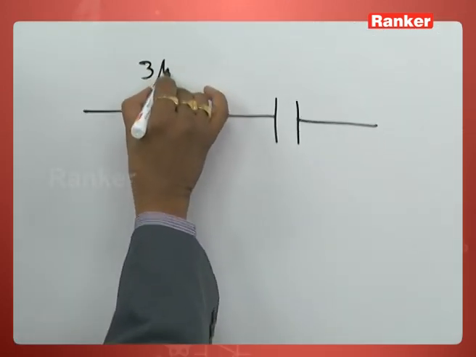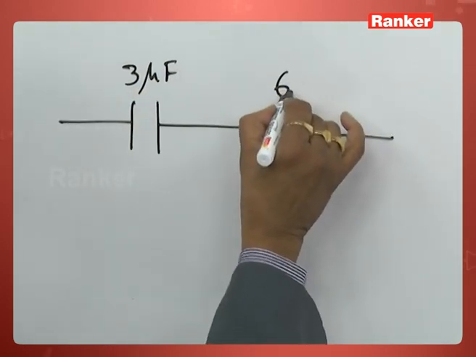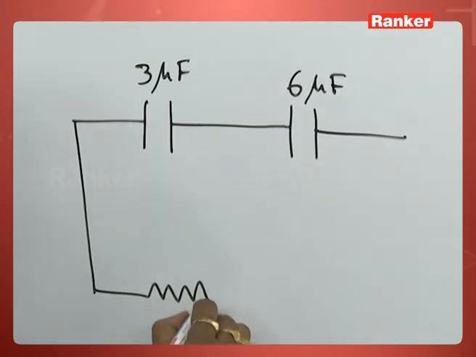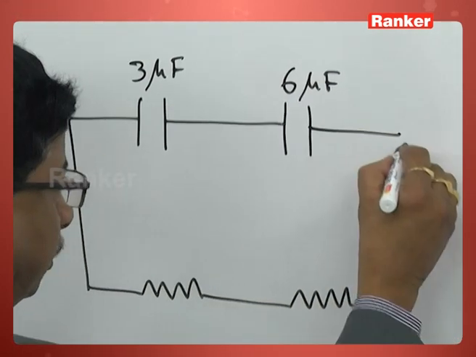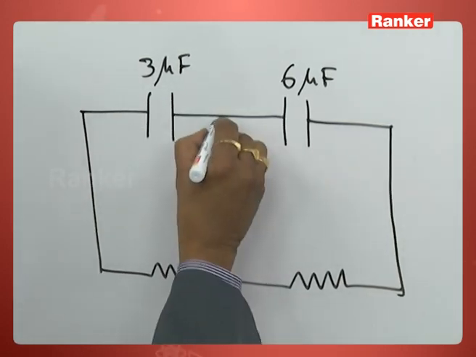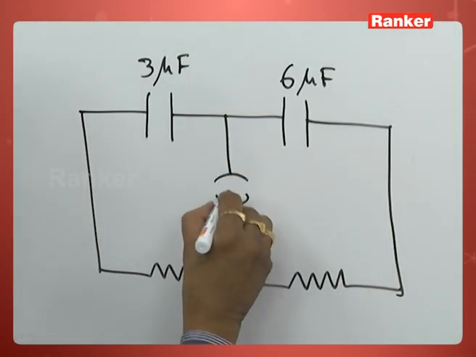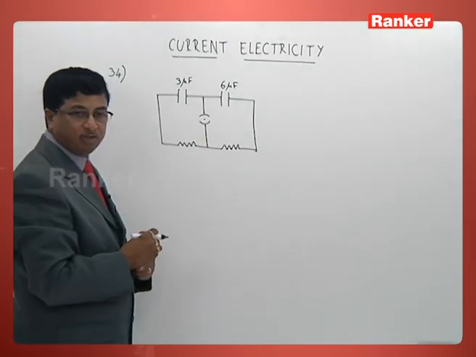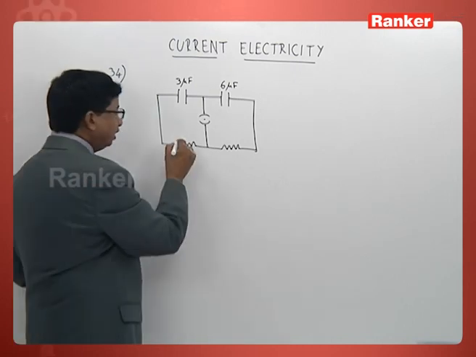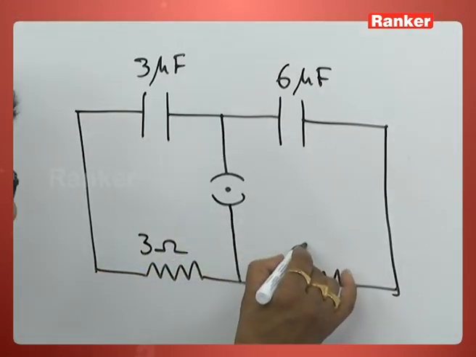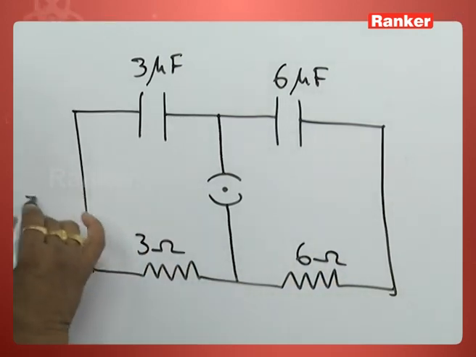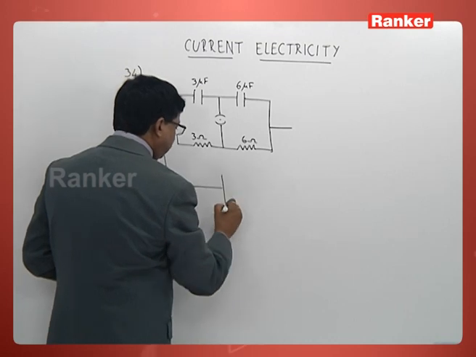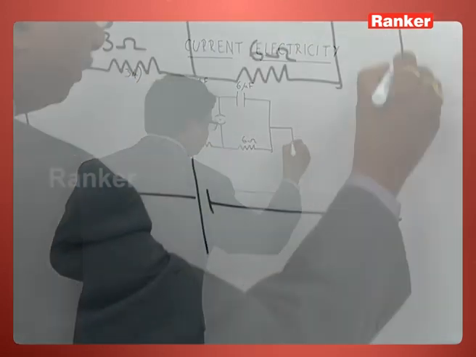This is given as 3 microfarad, this is given as 6 microfarad, and here is a resistor, here is another resistor. Once again, you can find a switch, that is a key that is arranged in between these two. The resistance values are given this way. This is 3 ohm and this one is 6 ohm. And this total arrangement now is connected across a cell like this.